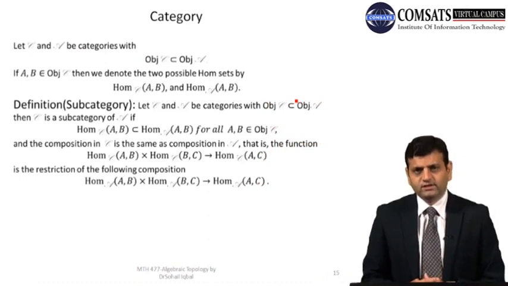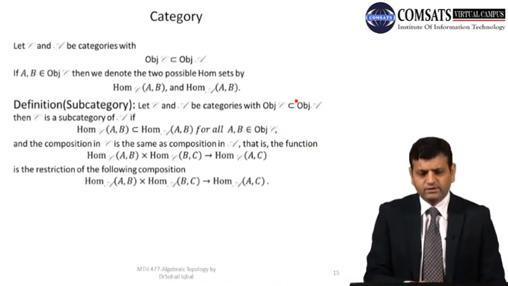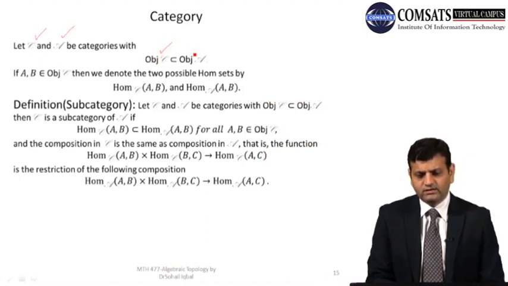So let's see what a subcategory is. If I have two categories C and A, such that all the objects of the category C are also objects of the category A, in other words, objects of C is a subset of objects of A, and if A, B belong to the objects of C, then we denote the two possible hom sets by this.